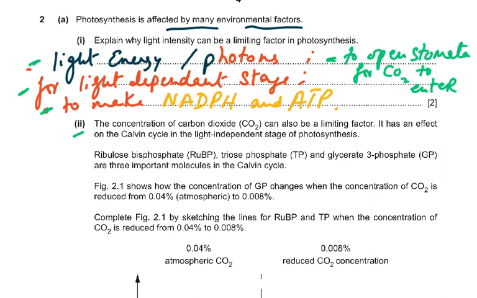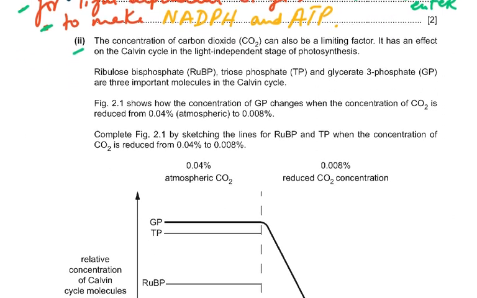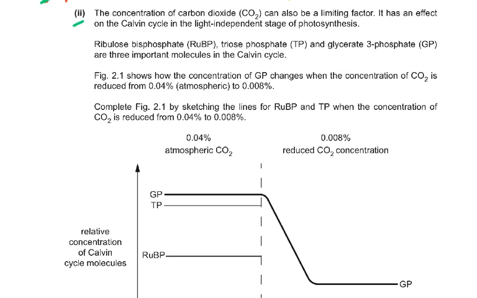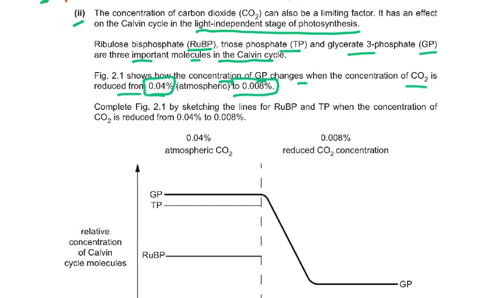Part 2, the concentration of carbon dioxide can also be a limiting factor. It has an effect on the Calvin cycle in the light independent stage of photosynthesis. RuBP, ribulose bisphosphate, triose phosphate, TP, and GP, glycerate 3-phosphate, are three important molecules in the Calvin cycle. Figure 2.1 shows how the concentration of GP changes when the concentration of CO2 is reduced from 0.04% to 0.008%.